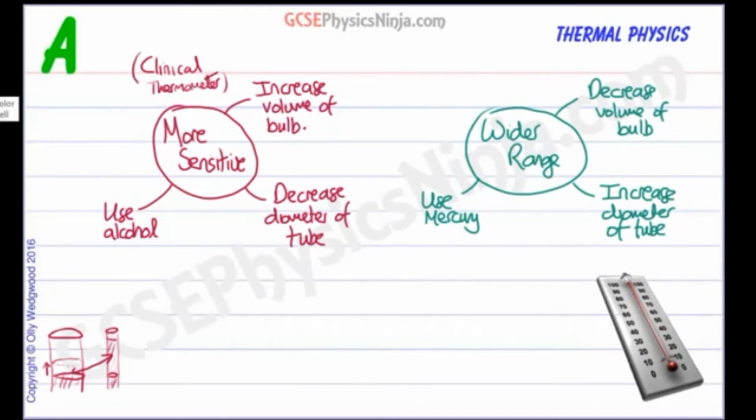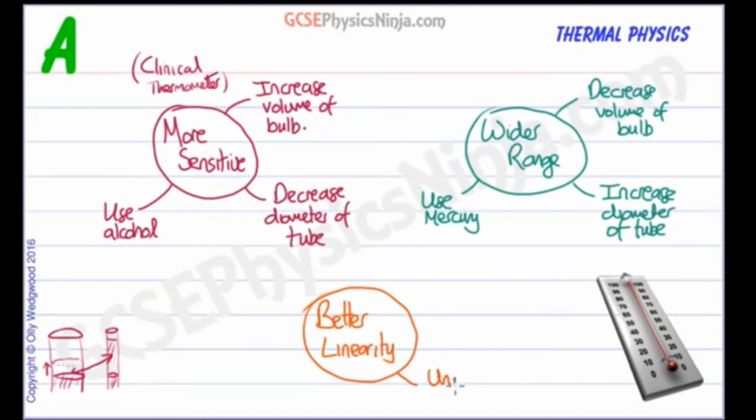Okay. Lastly, how would we get better linearity? Better linearity, which means that the thread of liquid rises and falls by a uniform amount, by the same amount for similar temperature increases or decreases. It doesn't suddenly start to expand more when it gets hotter. How do we get better linearity? Well, we would make sure that the diameter of the tube is uniform.